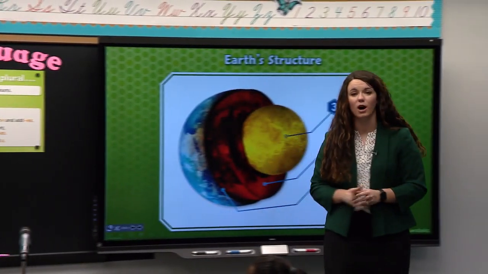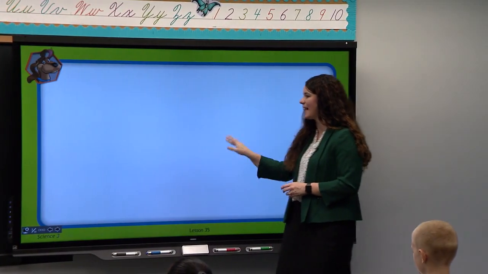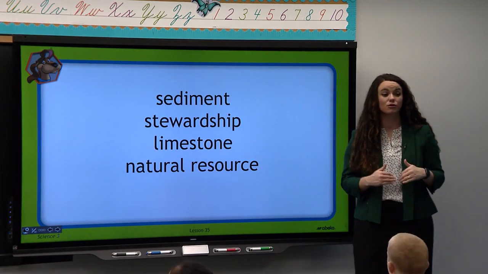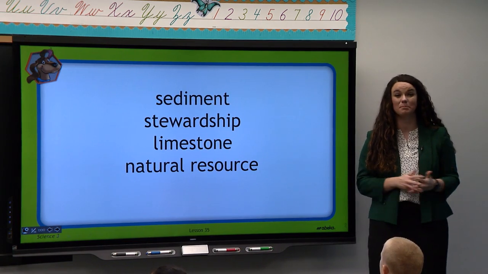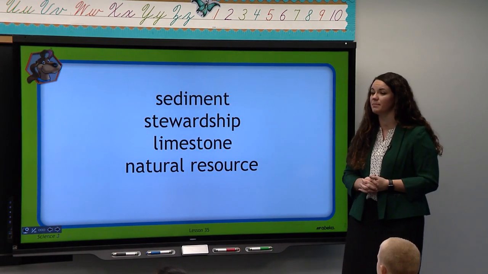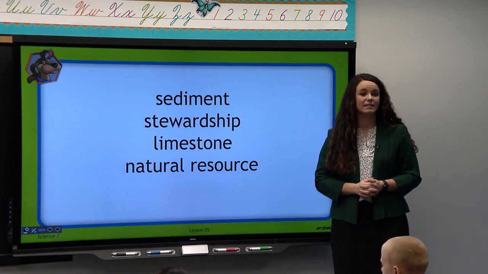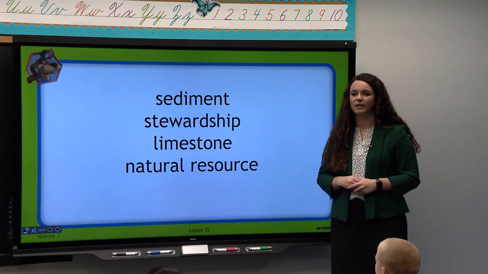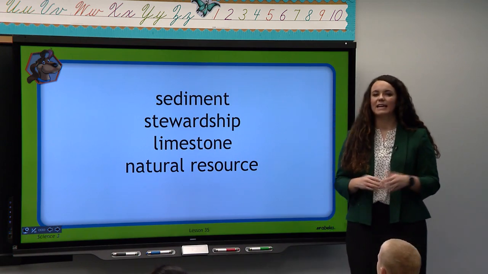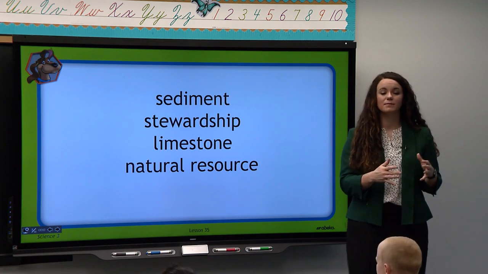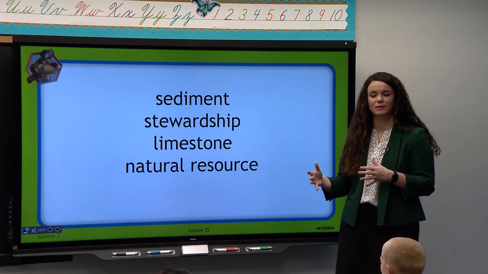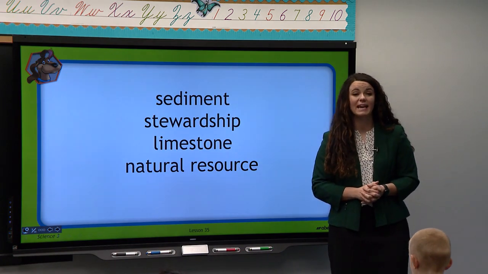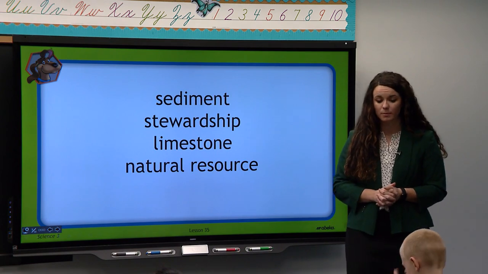Looking at the words to watch for on the screen, repeat these after me. Sediment. Sediment is matter that settles to the bottom of a liquid. We'll see an example of that in our lesson. Stewardship. That's taking wise care of what God has given to us. Limestone. Natural resources. Natural resources are items that God has given to us naturally, which means that they are not man-made.